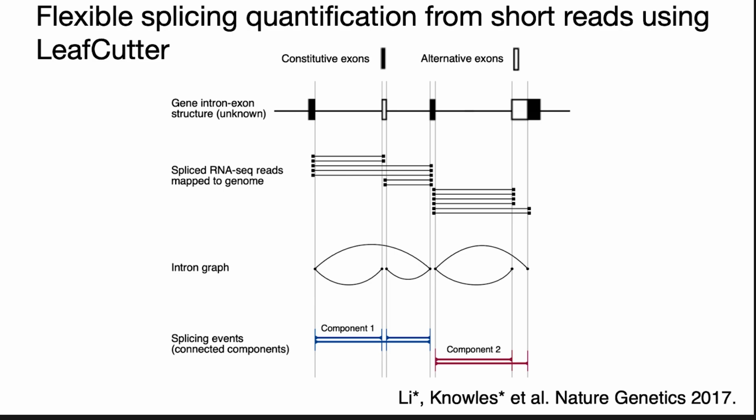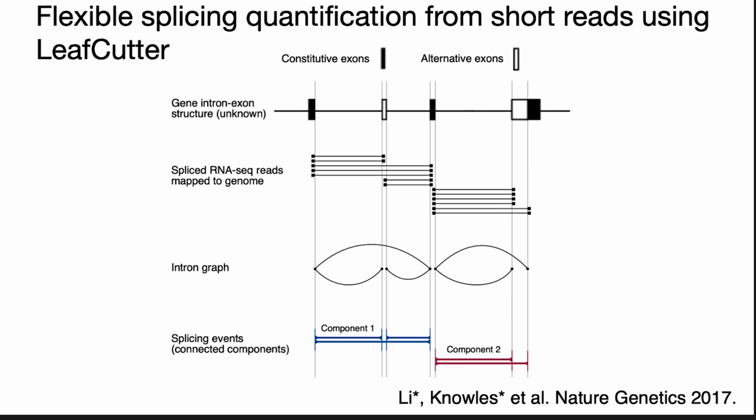And it builds this intron graph. In this graph, the nodes correspond to splice sites, and the edges correspond to splice junctions detected in the RNA sequencing data itself. And then we form connected components. A connected component in a graph is just a set of nodes where you can get from any node in that component to any other by following edges in the graph.